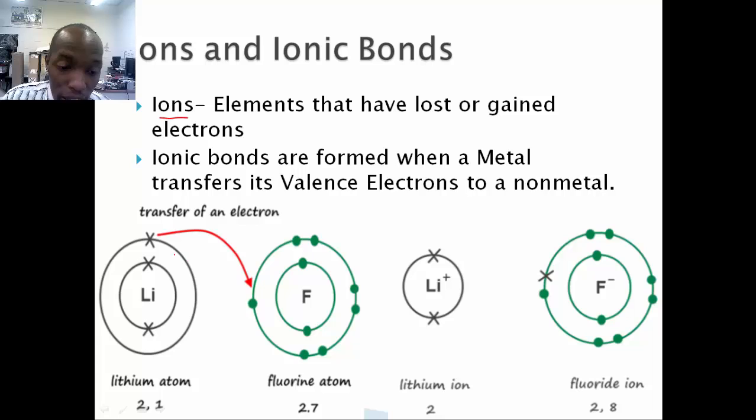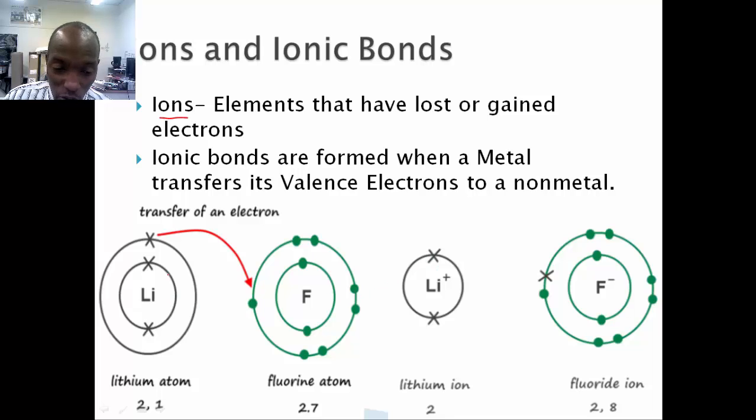To make lithium complete, it can either grab 7 valence electrons or simply give away 1 and complete itself with 2 valence electrons for the first level. Fluorine here has a total of 1, 2, 3, 4, 5, 6, 7 valence electrons. It can either give away 7 valence electrons and complete itself with 2, or just add 1 more. We would all agree that adding 1 more versus getting rid of 7 is a lot easier.